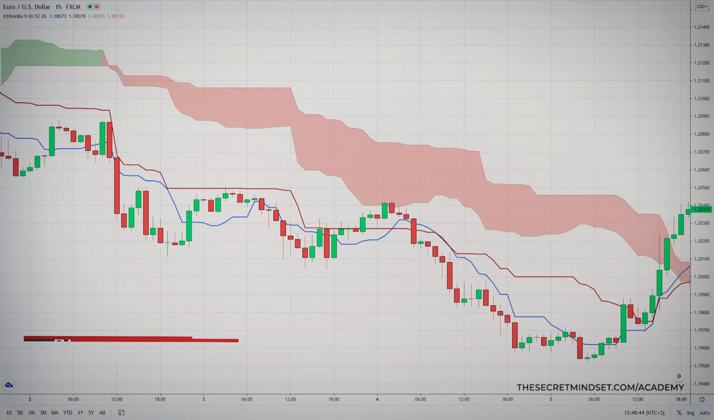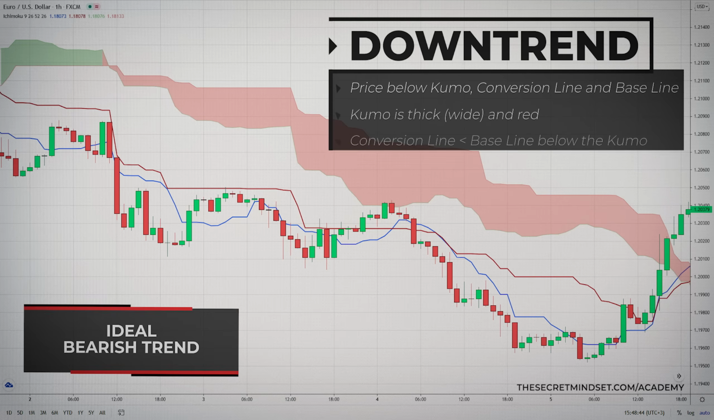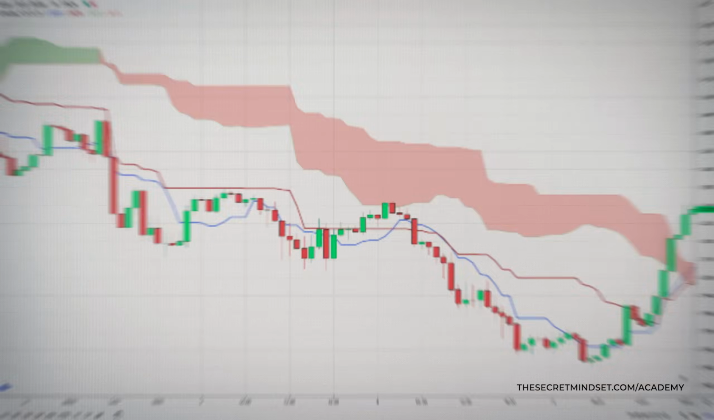The picture of an ideal bearish trend would be: the price is below the Kumo, the conversion line, and the baseline. The Kumo is thick and bearish, and the conversion line has crossed down the baseline below the Kumo. This is a much simpler way to analyze Ichimoku, a faster way to spot a trend.